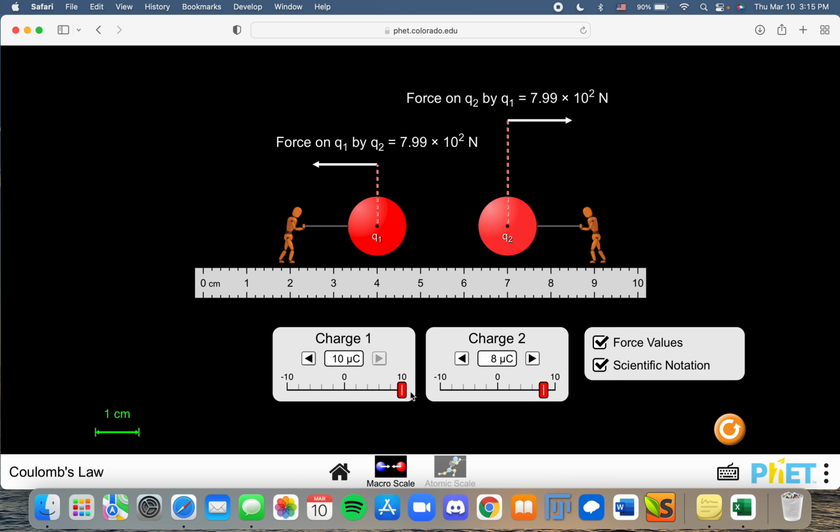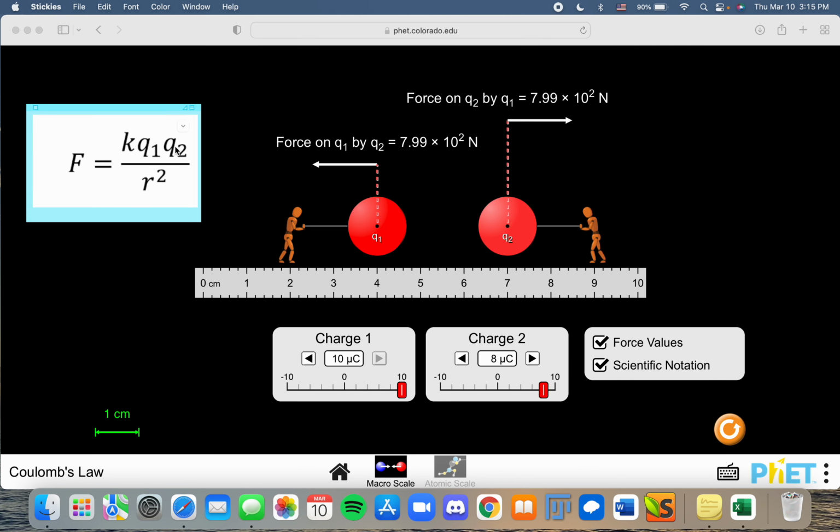And all these can be explained by Coulomb's law. If I raise the charges, then the numerator is going to have a greater value, which means the force will be stronger. And if I lower the charges, then the force will be weaker.